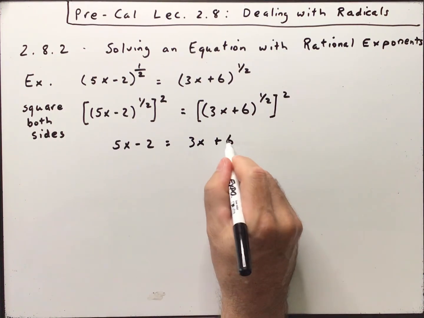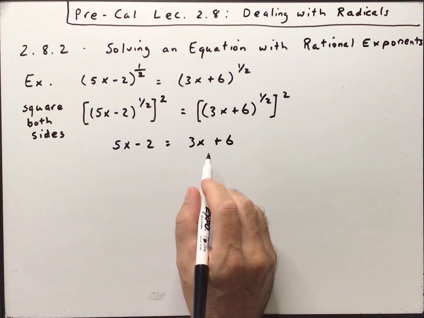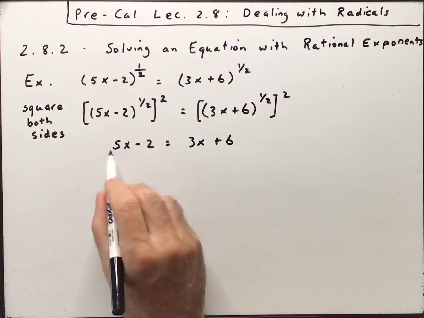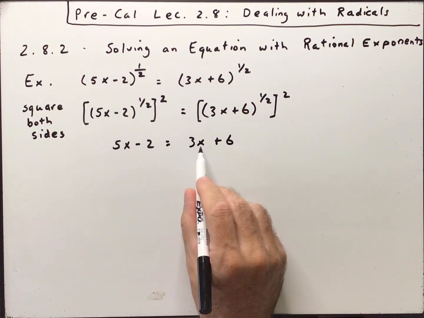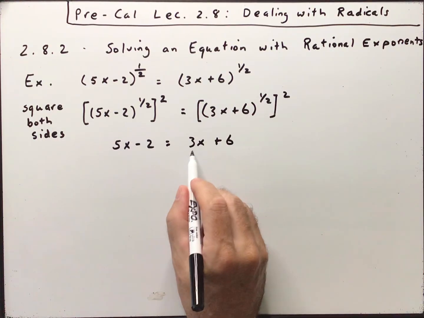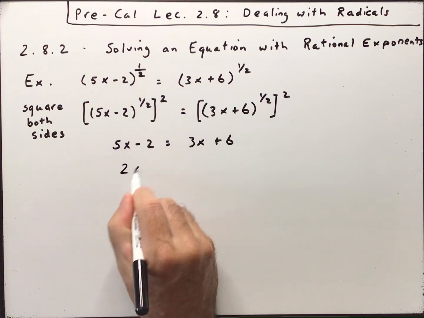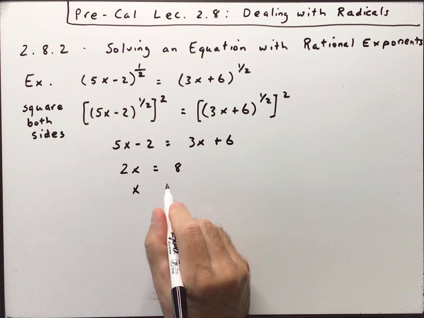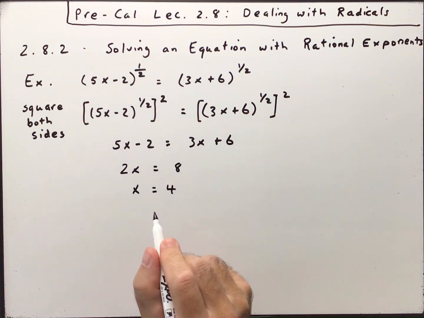We are going to have to check the solutions, but this is a really easy linear equation now. So subtract 3x from both sides. Let's move that 3x over here, and you're going to have 2x. Add 2 to both sides. 2x is equal to 8. And x is equal to 4. So we only have one solution to check.